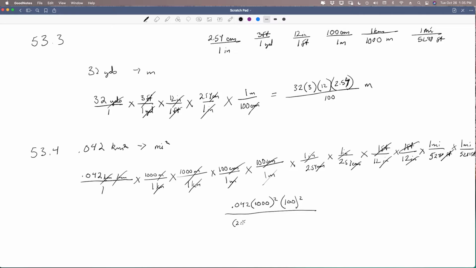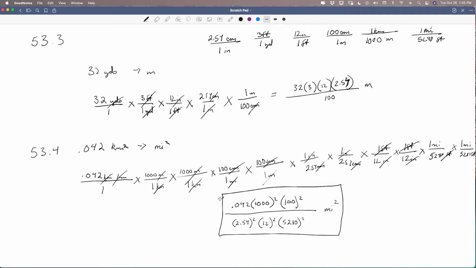So 2.54 squared. And then we have 12 squared. And then we have 5,280 twice. So 5,280 squared. And that is going to be in miles squared. And that would be your answer. And you do not have to solve it. That's as far as you have to go. That is the right answer.